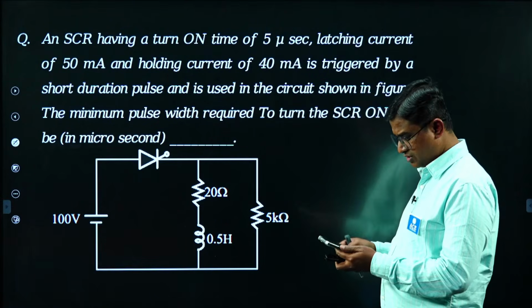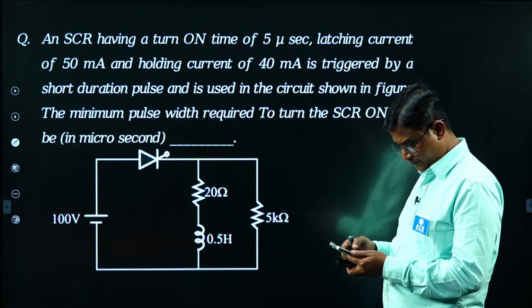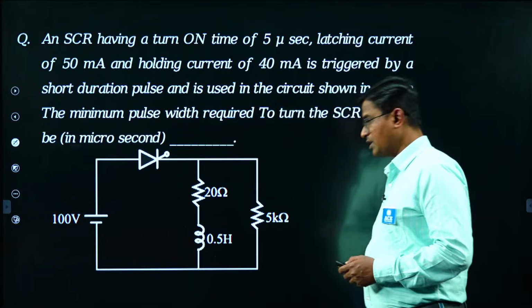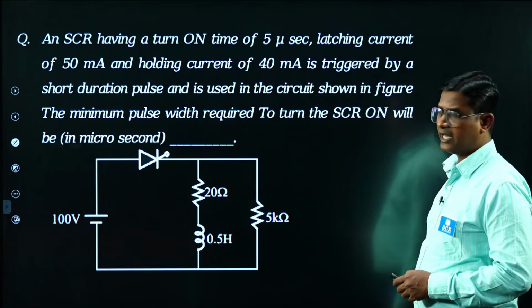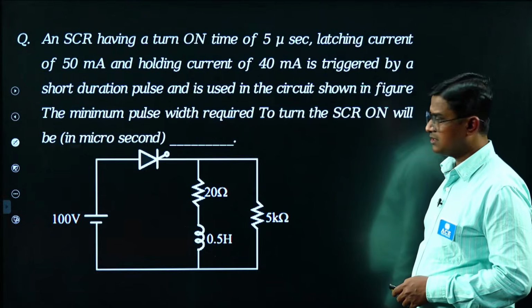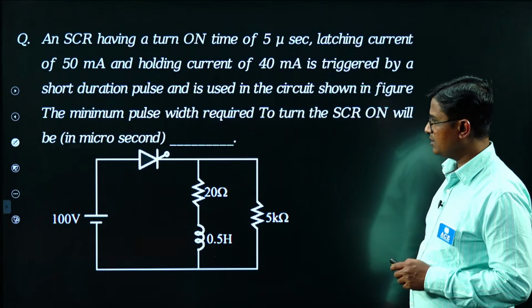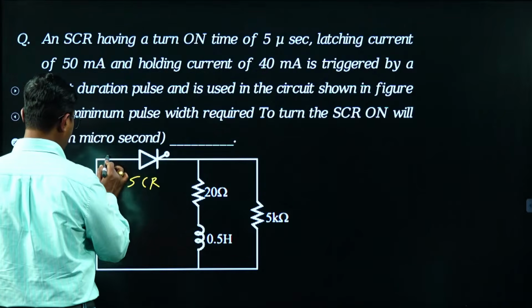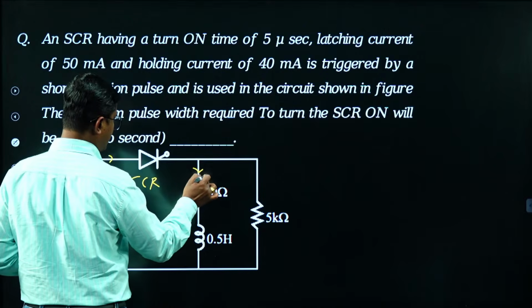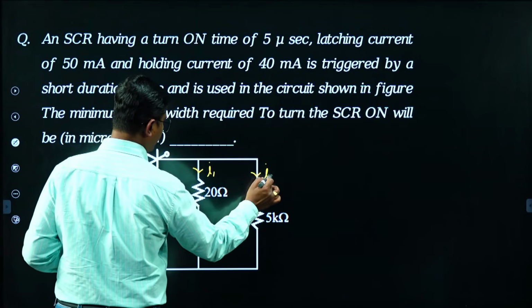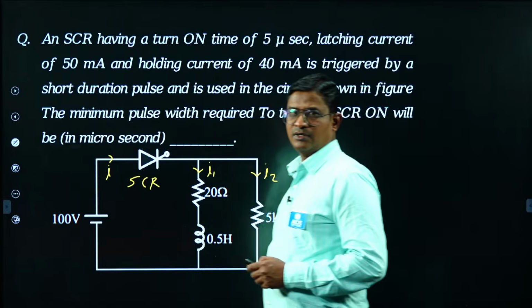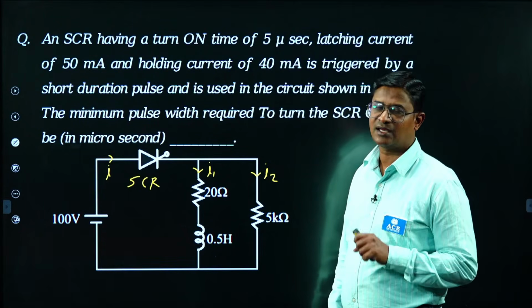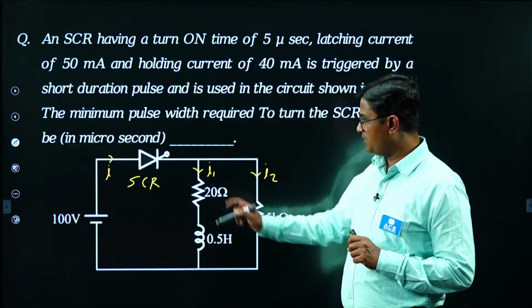How to find these types of questions, we discussed during our classroom sessions also. Minimum width of the gate signal required. So here, this is my SCR. Consider this current as I, this current as I1, this current as I2. Next, I need to maintain the gate signal till my SCR current reaches which value? Latching current value, right. So simply follow the procedure.